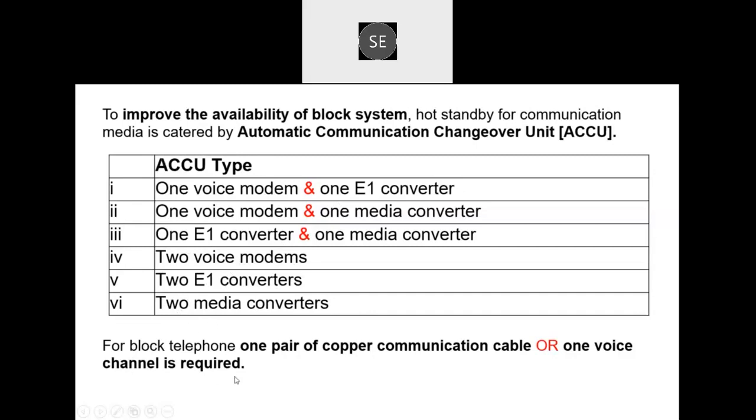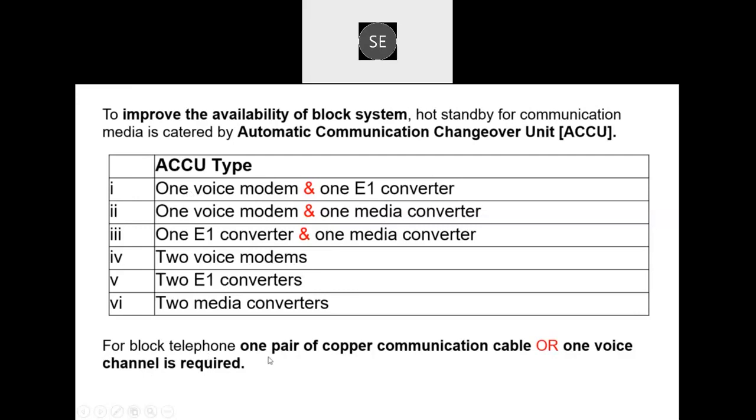Sir, this is a particular make ACCU. No, sir. This is of our make only, OEM make. Okay. This is, yeah. Depending on the availability of communication medium at station, we can go for any of these. Okay. Yeah, thank you.